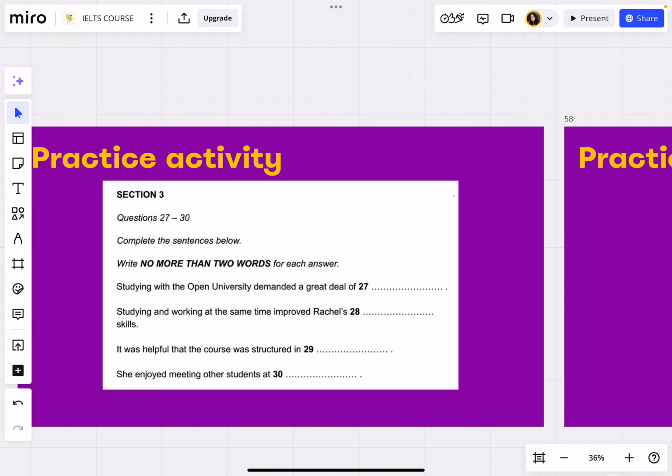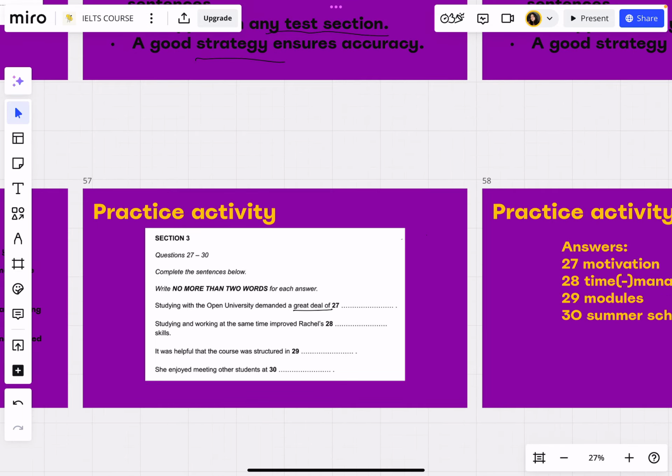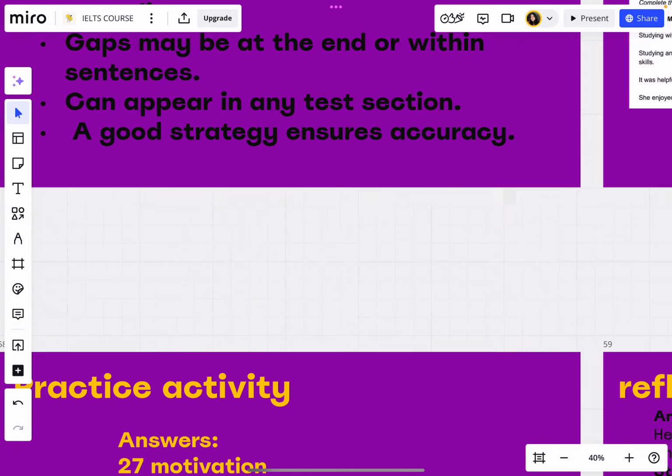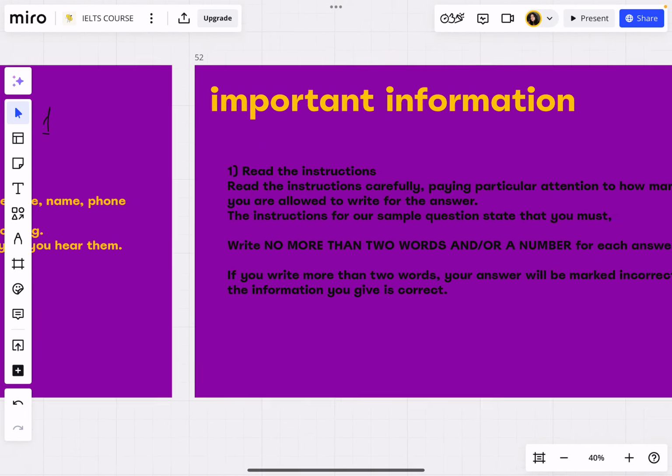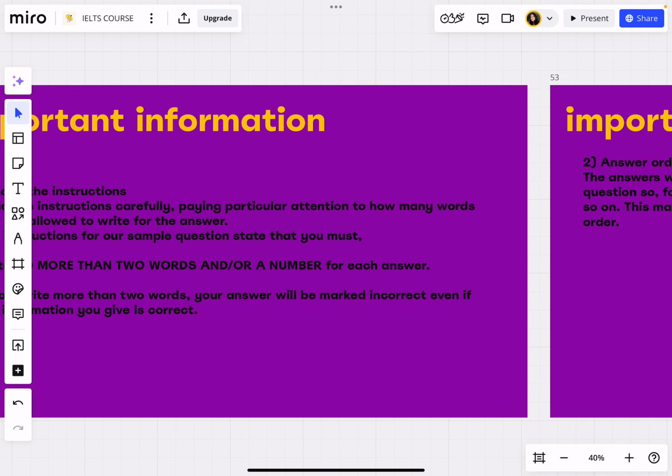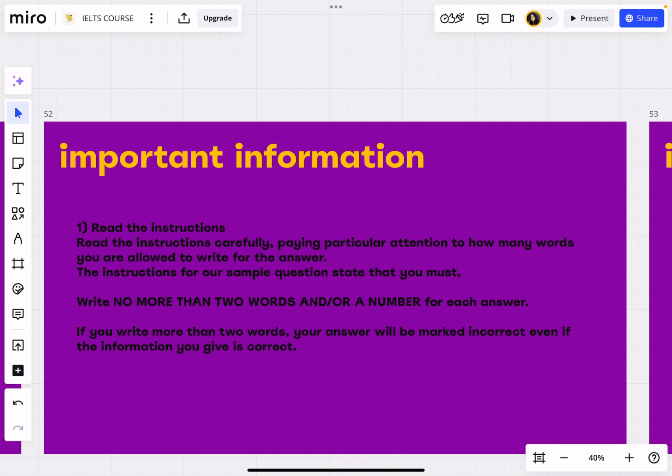So as you remember, a great deal, yeah. Бірінші сұраққа келетін болсақ, the first one here. First, I already talked about this one. Okay, important information.